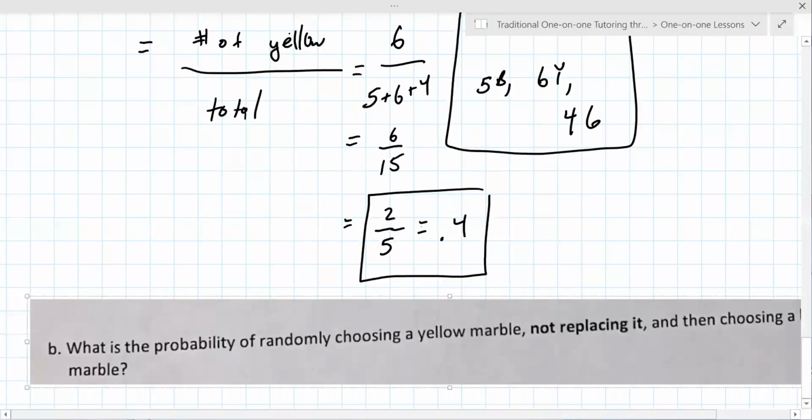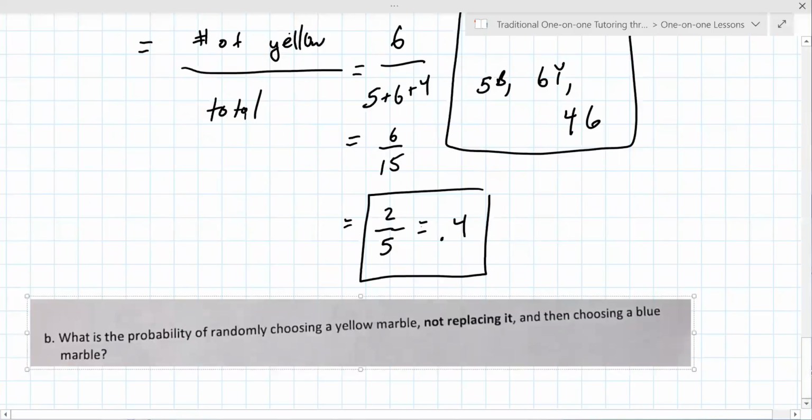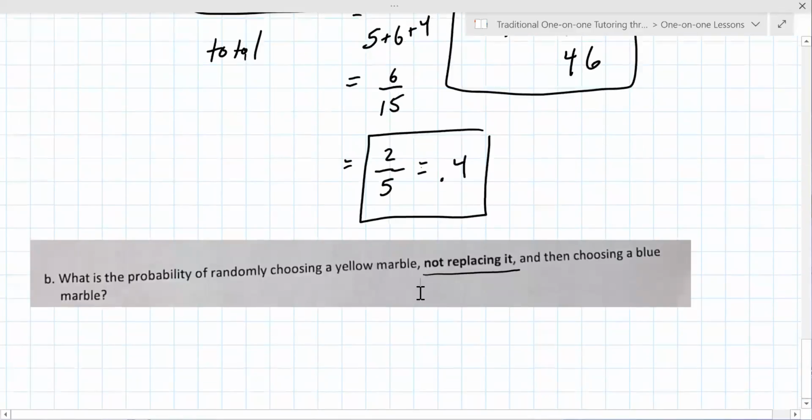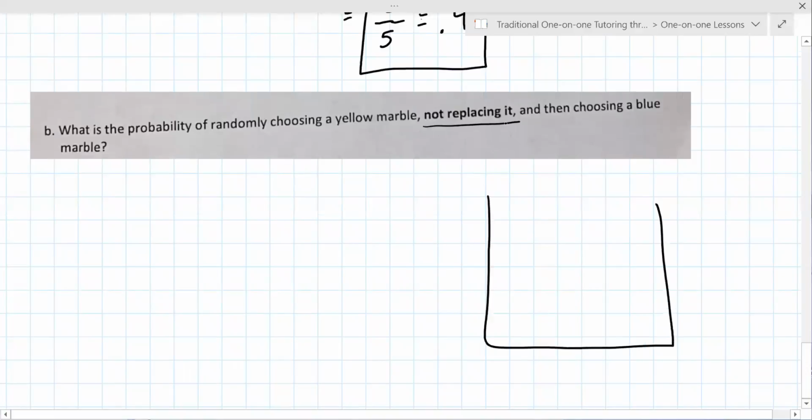What is the probability of choosing a yellow marble, which we actually just did, and then not replacing it? That means you don't put it back in the jar, and then choosing a blue marble. So is the scenario clear? You pull a yellow out, but then you don't put it back, and then you pull a blue out. If that's not clear, the scenario is important, because this whole idea of whether you replace or don't replace does matter.